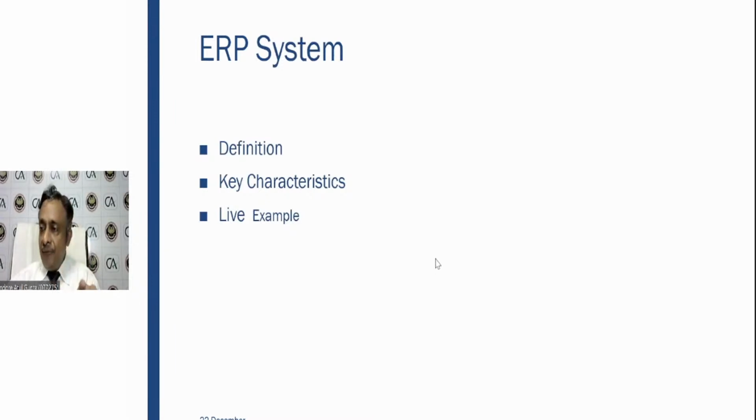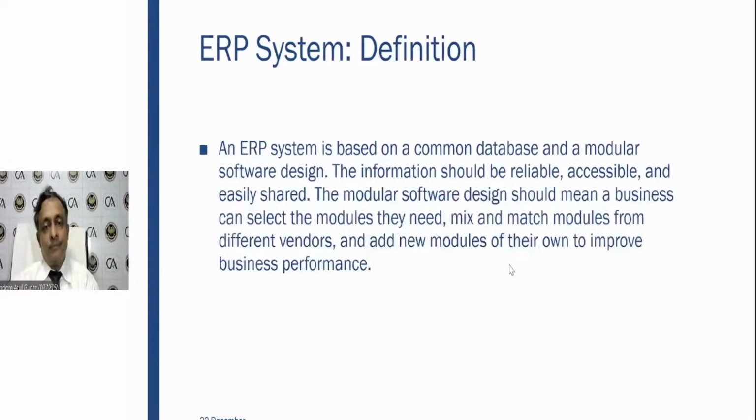So we'll have definition, key characteristics, and then live example. Please understand each word of these definitions is very important. So an ERP system is based on a common database and a modular software design.